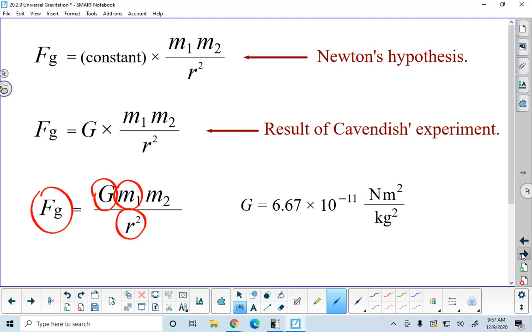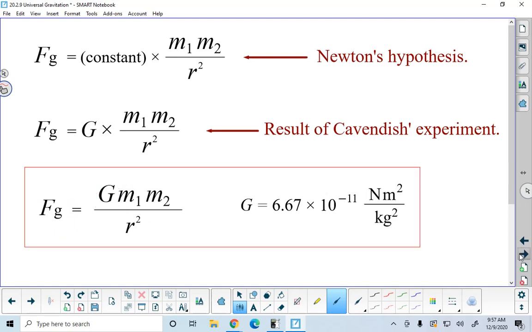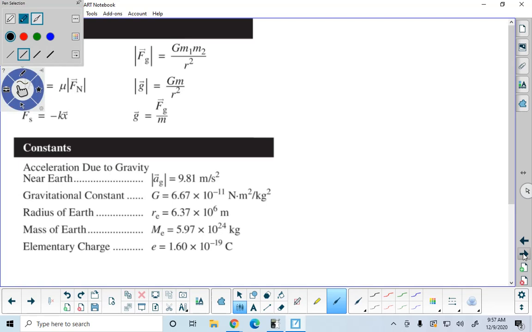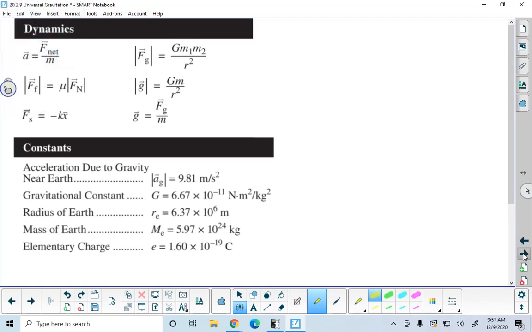Very, very valuable equation. So what we're going to do is use that equation today, but I want to familiarize you with your formula sheet. Under dynamics, you will see the universal law of gravitation. We, honestly, everybody, very rarely do we ever include direction, which is why the absolute value signs are there.